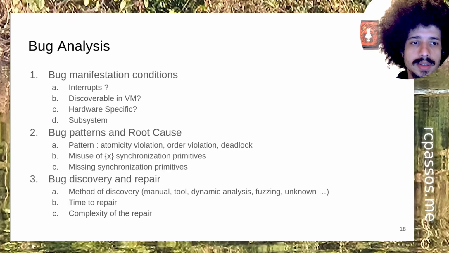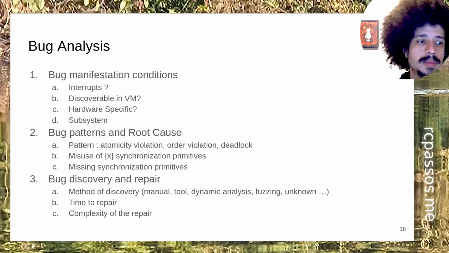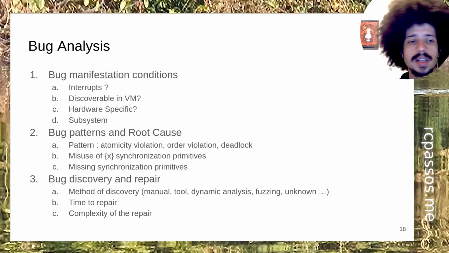And about the root cause and bug pattern. They were trying to understand if those bugs were atomicity violations or order violations, or if it was a deadlock. And what was the cause? Was it a misuse of a synchronization primitive? Was it maybe the lack of a synchronization primitive? And lastly, how was the discovery and repair for those bugs?